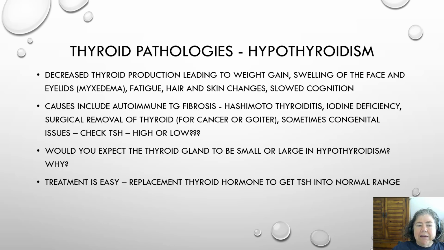Would you expect the thyroid gland to be small or large in Hashimoto thyroiditis as a cause of hypothyroidism, or an iodine deficiency as a cause of hypothyroidism? Well, TSH is high, and TSH is a growth factor that promotes the growth of the thyroid gland, and so you'd expect the thyroid gland to be big, for this person potentially to have a goiter.